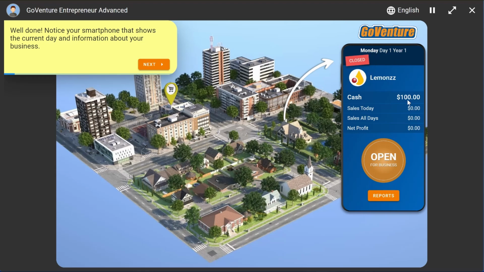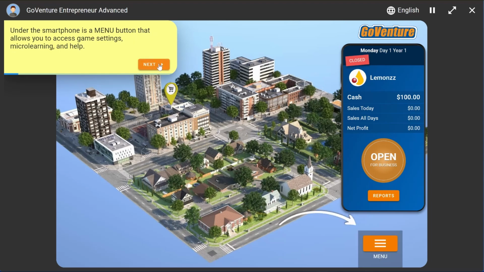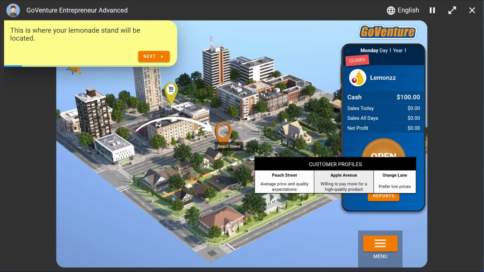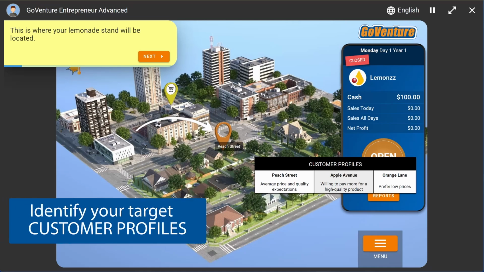We are starting our business with $100 in cash. And these are our sales numbers that we can track as we go along. So let's keep clicking through our tutorial here. Now, this is a very important aspect of business, and we're experiencing it right away. And this is identifying our customer profile.